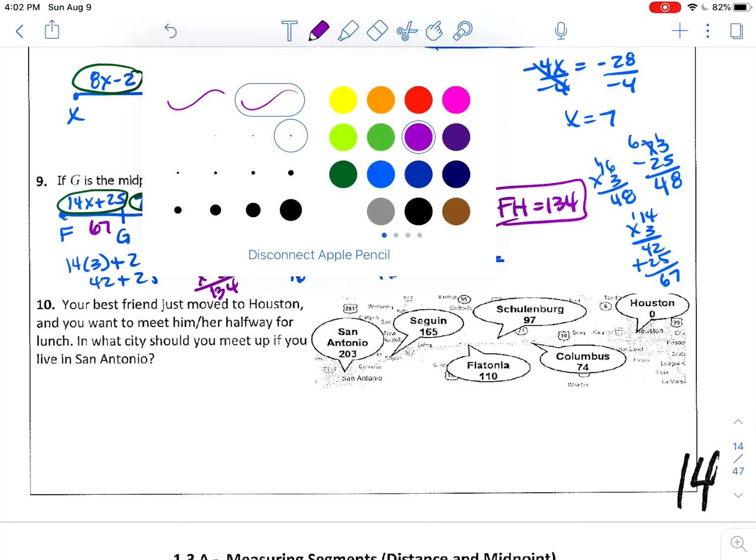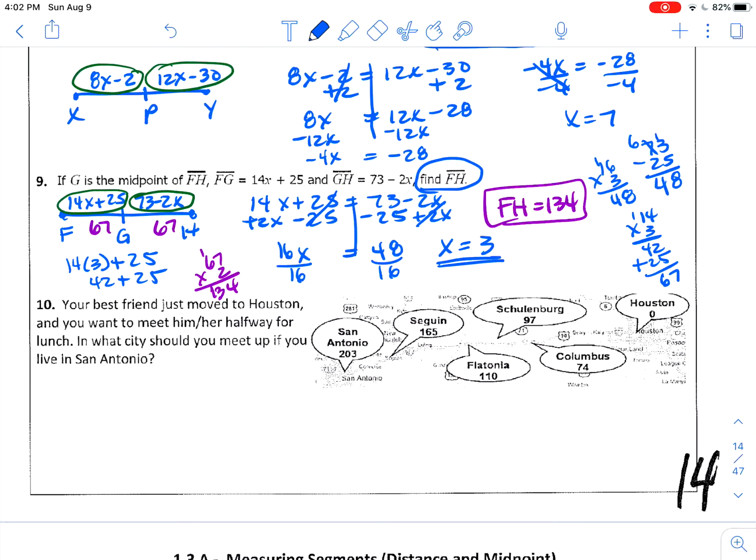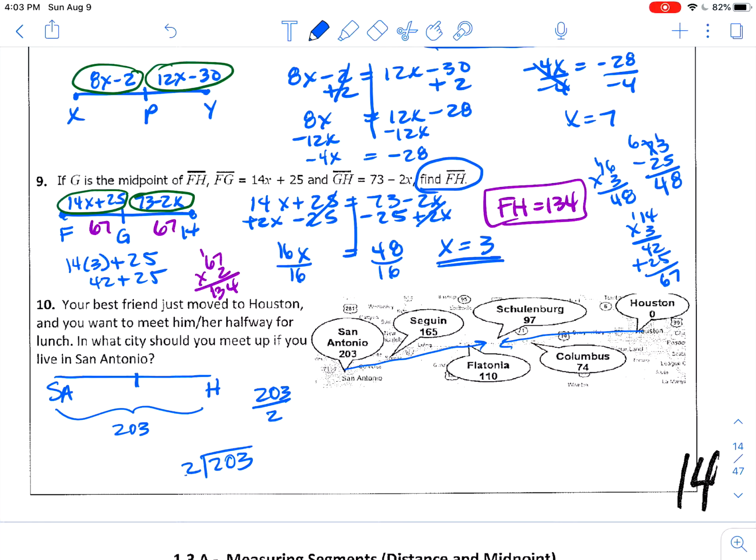And last problem. It says your best friend just moved to Houston. You want to meet him halfway for lunch. You live in San Antonio. Where should you meet? So from Houston, we want to figure out what is the midpoint between the two cities. So San Antonio, let's put that at one endpoint, and Houston, and we know the entire segment is 203. Well, let's cut 203 in half. A little bit of division here.